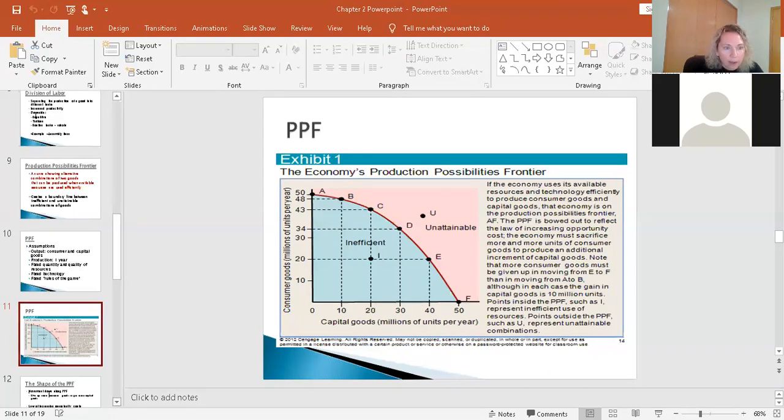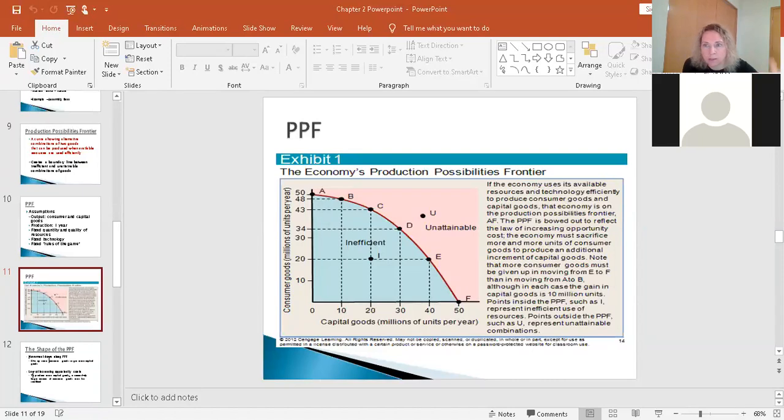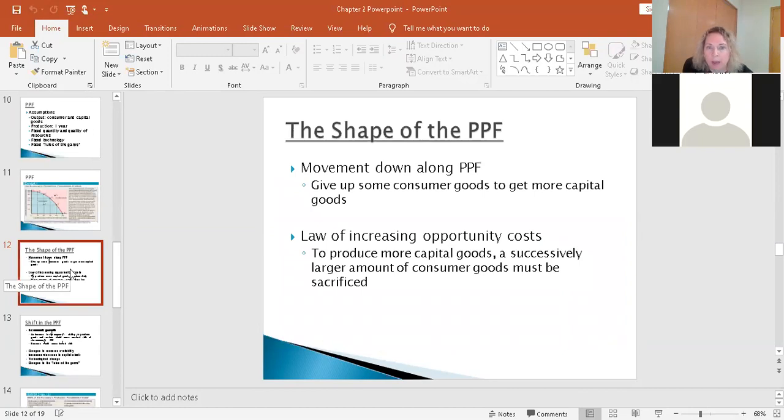All right, so I'm going to toggle back and forth between this slide and a couple of the next slides, just so you can continue to see the visual of the PPF. But let's talk a little bit about the shape of that PPF, that curve. The first thing we're going to talk about is what happens when we move from point A to point B to point C along that curve, starting at the top, where we were producing all consumer goods, and working our way down the curve to produce more and more capital goods.